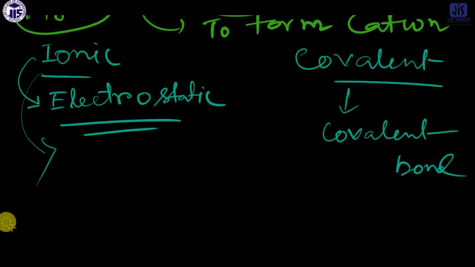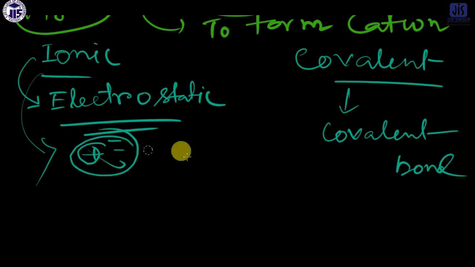Second case, if you think about the ionic compound, the attractive forces are non-directional. Non-directional means the attraction force may be from any direction. But the covalent bond is directional, because here there is a direct linkage between the two atoms.